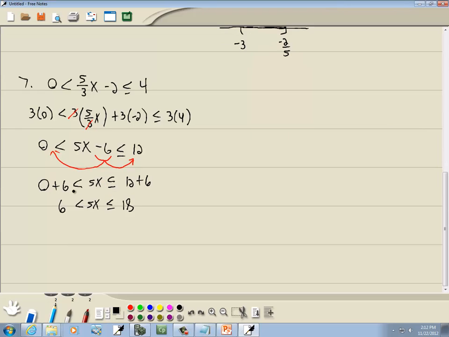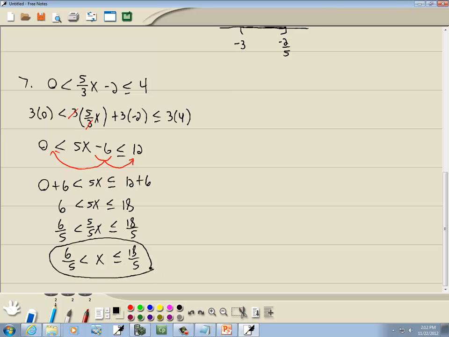Last step, divide all three sides by the number in front of your x, which is 5. So we've got 6 divided by 5, 5 divided by 5 with an x, and 18 divided by 5. So that gives us 6/5, and those 5's cancel, and gives us 18/5. Now to graph this, less than on the 6/5, so parentheses on the 6/5. Less than or equal to on 18/5, so bracket on the 18/5. And shade in between them, and that's our answer.